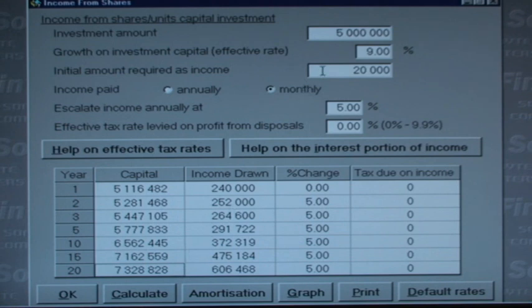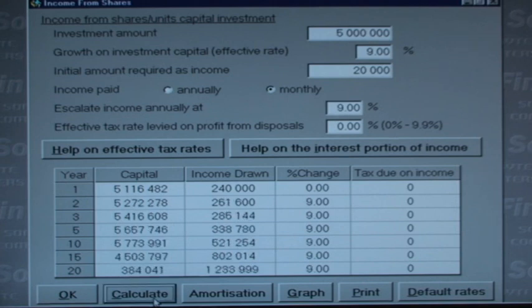We can either take more income initially, but let's say we're quite happy with 20,000 Rand a month, but we'd like to increase the inflation factor, the escalation factor, so let's make that 9%. Click on calculate, and we'll see here that in year 20 we're not getting 606,000 Rand in that year, we're getting 1.2 million. And that is just over 100,000 Rand a month, not 50,000 Rand a month. And you'll see there we'll have 384,000 Rand over in year 20.